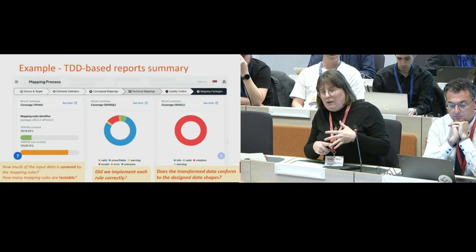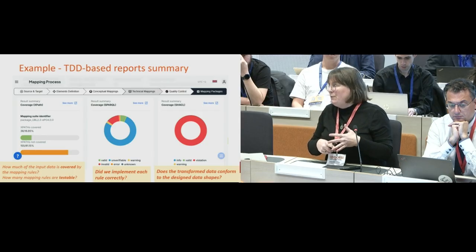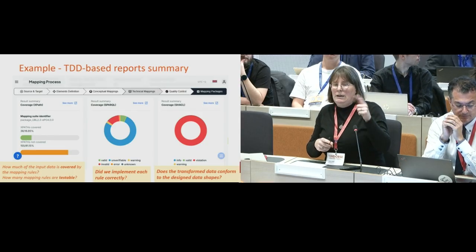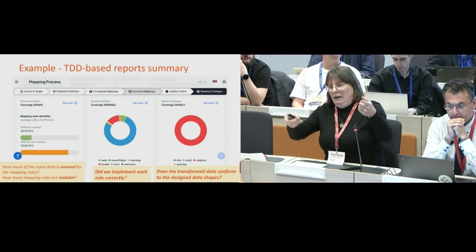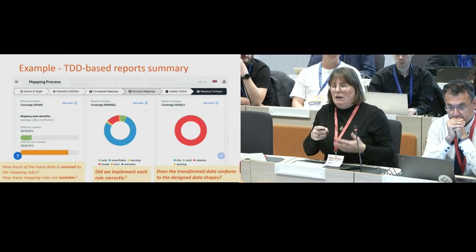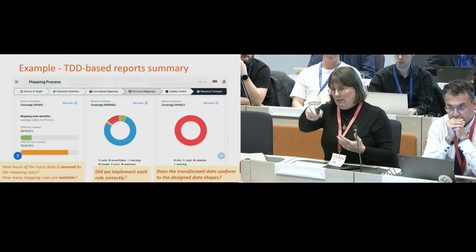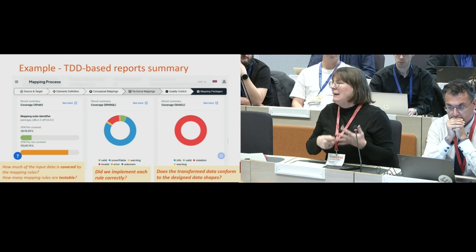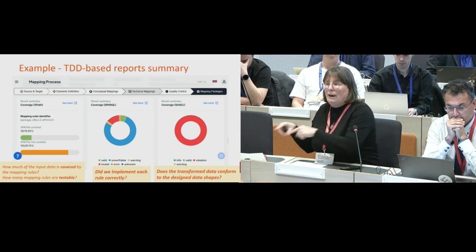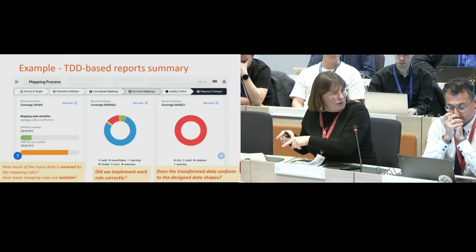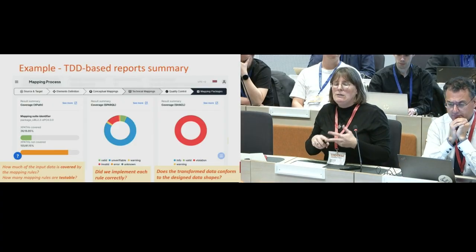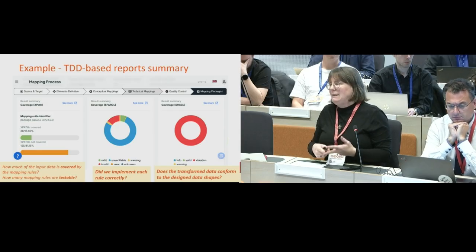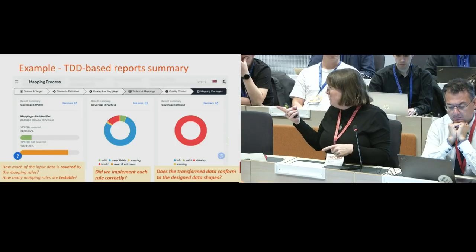And we will also check how many mapping rules are actually testable. So this is the first component: a coverage report. You can go into more details; this is just the dashboard up front. There are more details afterwards in the tool itself. Then there is the coverage for the SPARQL queries, looking at whether we implemented each rule correctly. The SPARQL ASK queries double check that everything we need is there in the graph. The third one looks at whether the transformed data conforms to the designed data shapes. These are SHACL shapes automatically generated from those conceptual mappings.